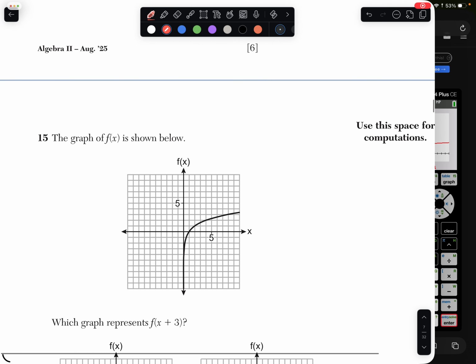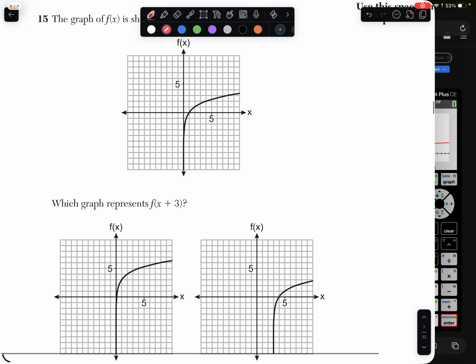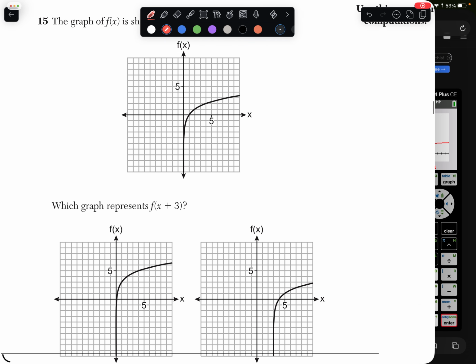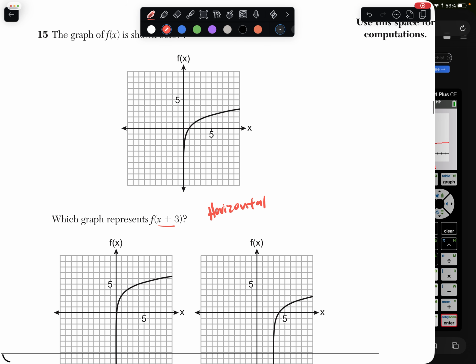Okay, all right. F of x is shown, which graph represents f of x plus 3? When you're adding directly to x, this represents a horizontal shift, a horizontal translation. So x plus 3. When it's horizontal, it's a little bit counterintuitive. X plus 3 is not going to move to the right, it's going to move to the left. So this is going to be a left translation by 3 units.